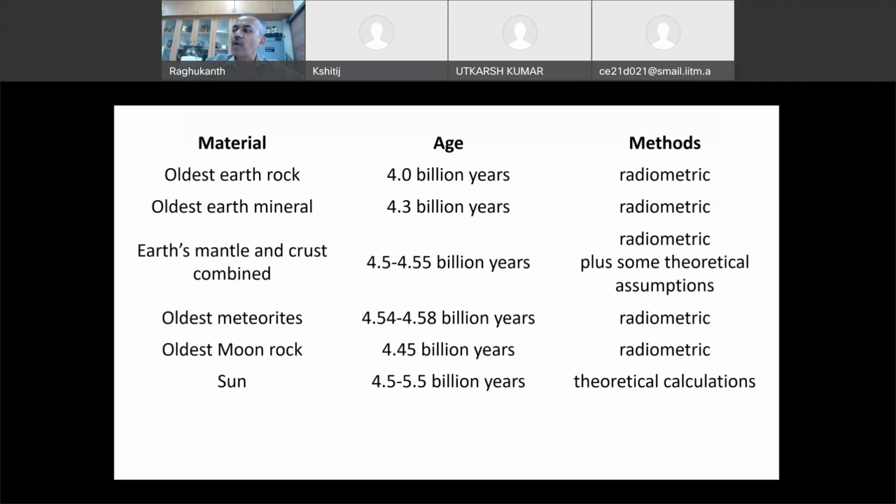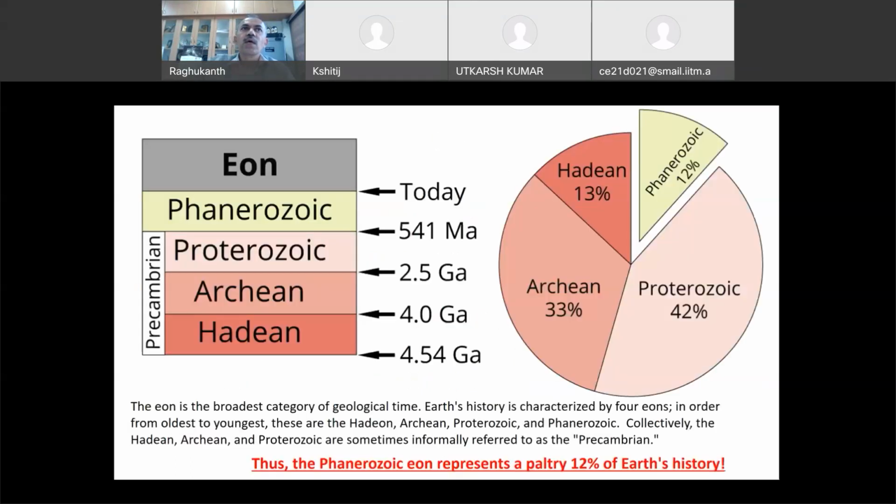Now how do you support your hypothesis? For that, people have done all the calculations: oldest rock, earth mineral, crust, meteorites, moon rock, sun. They have got all the analogies, and then finally the conclusion is that somewhere around 4.5 billion years ago Earth originated, or that is also the age of the solar system. So this is what people use.